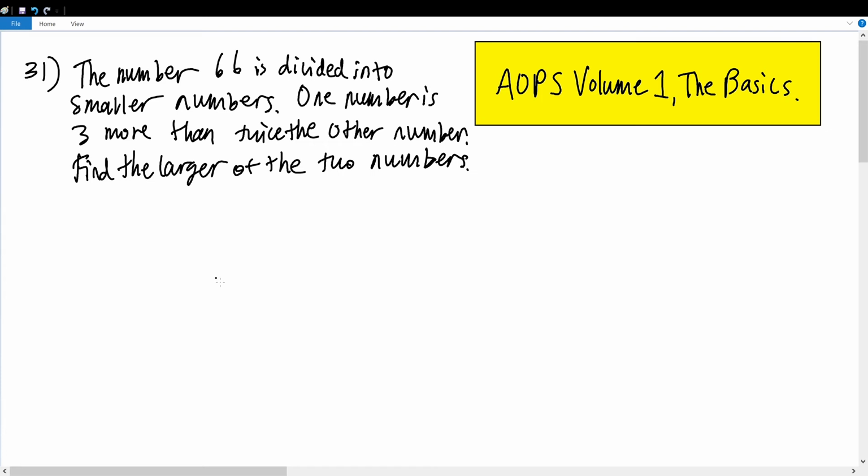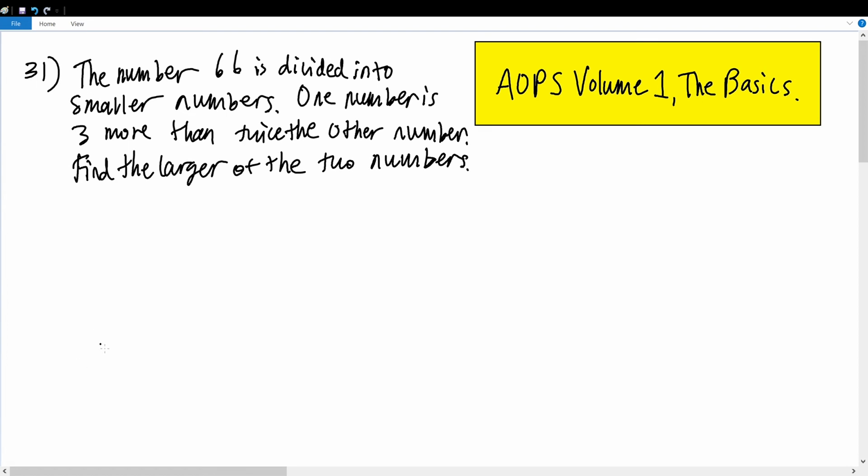So when I was first reading this, I got confused with the very first statement that the number 66 is divided into smaller numbers. From personal experience, as a precaution when approaching word problems like these, where a number is divided into smaller numbers, based on the context, it is either division or summation.